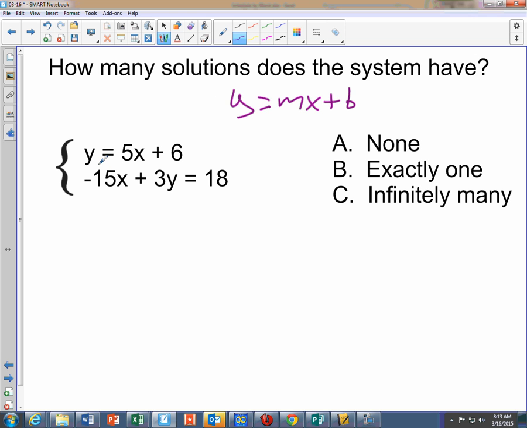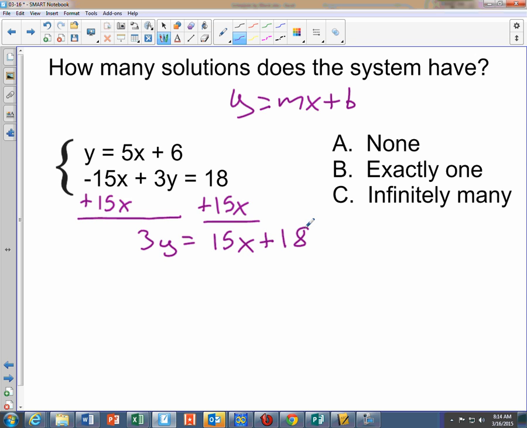So class, I want you to think, if I want to move this negative 15x, what do I have to do? Diana, what do you think I have to do? Add. So everybody add 15x to both sides. Sonia, what's going to be left on this left side? 3y. And what's on the other side? 15x plus 18. Is there anyone that didn't understand that step?